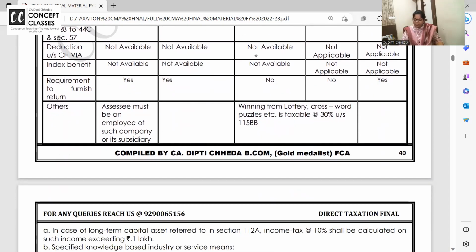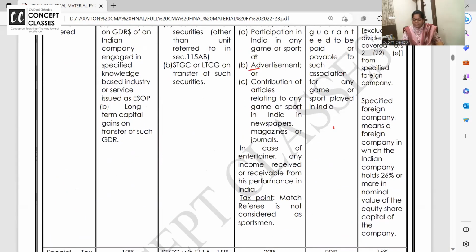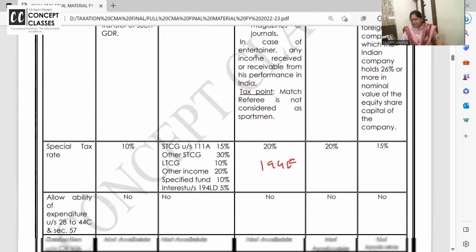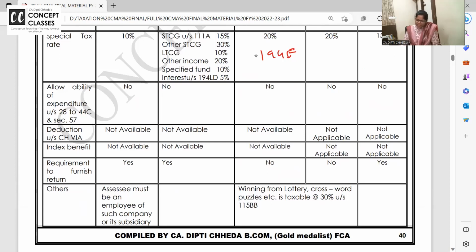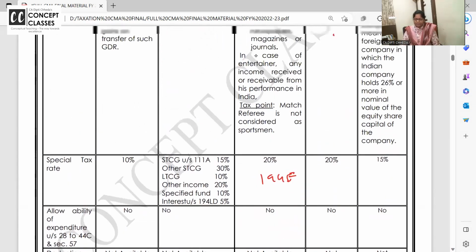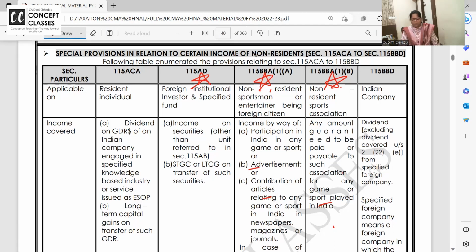Here it is winnings from lotteries and all, so they have to file. Generally, if the sportsman has only these incomes, then he need not file the return. But if he has casual income, lottery and horse races and all, even though 30% TDS is deducted, he has to file the return. Besides this, which is asked a lot in exams, yesterday we did 3 to 4 good problems. I really want you to revise this at home and solve its problems at home.